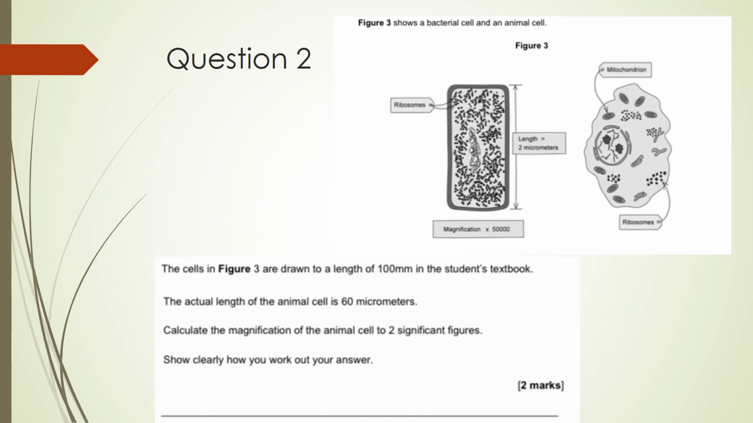Question 2. Figure 3 shows a bacterial cell and an animal cell. The cells in figure 3 are drawn to a length of 100 millimeters in the student's textbook. The actual length of the animal cell is 60 micrometers. Calculate the magnification of the animal cell to two significant figures. Show clearly how you work out your answer.